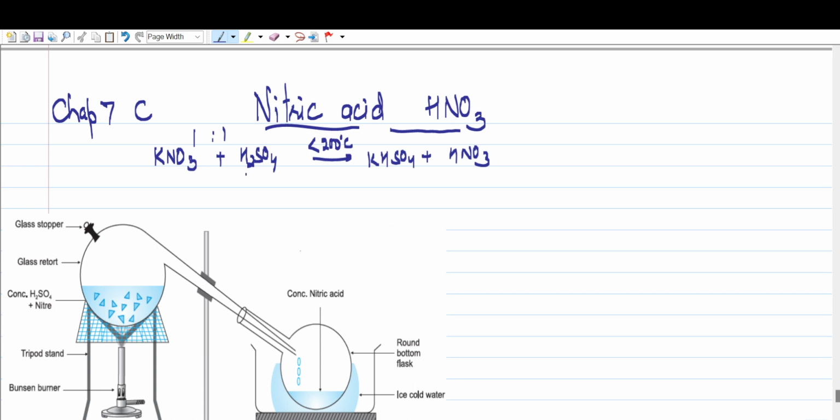Now children, a question can come on this: why do we take concentrated sulfuric acid, why can't we take hydrochloric acid? We can't take hydrochloric acid because it is a volatile acid, and nitric acid is also a volatile acid, so you cannot prepare a volatile acid from another volatile acid. Then why do we keep the temperature below 200 degrees centigrade?